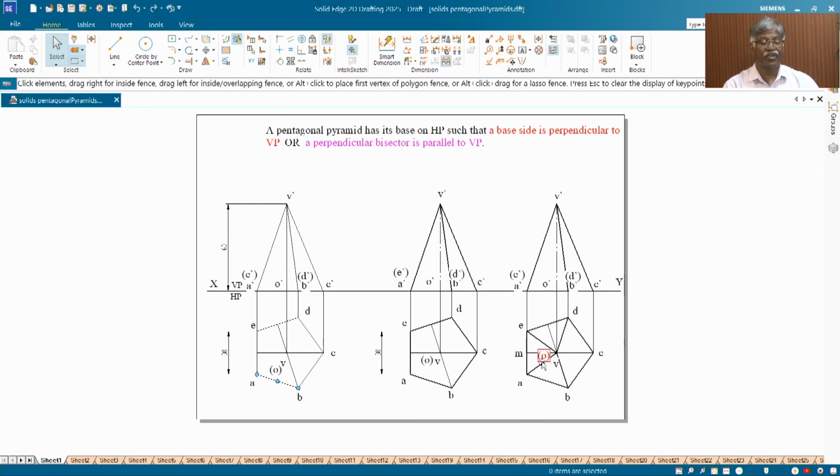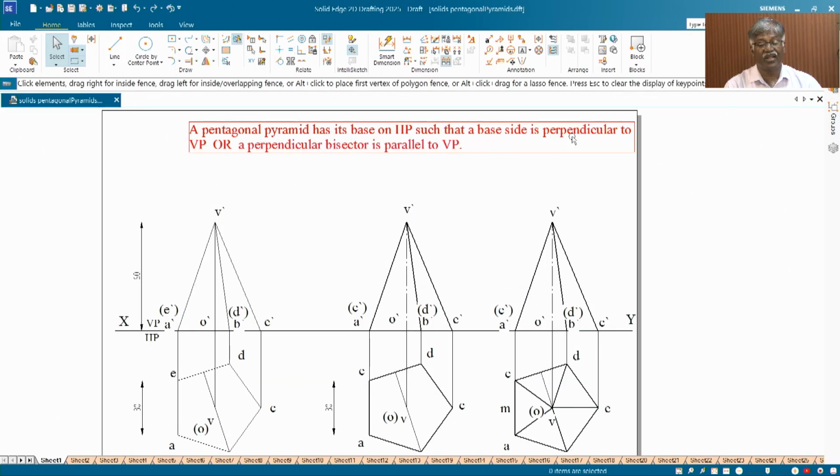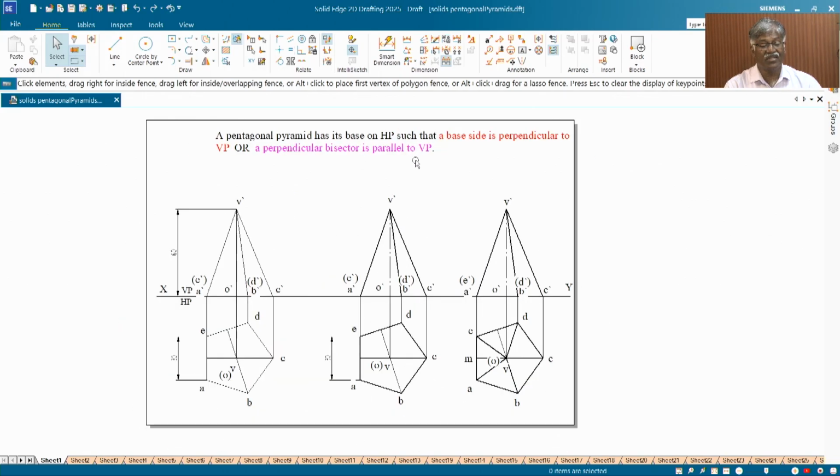Let me take a simple problem on a pentagonal pyramid, which will be the initial condition for the problems coming in future. Now, let me take a pentagonal pyramid that has its base on HP such that the base side is perpendicular to VP, or the perpendicular bisector of the base is parallel to VP. Here I have not given any dimension. Let us assume 30 mm base sides and 60 mm height.